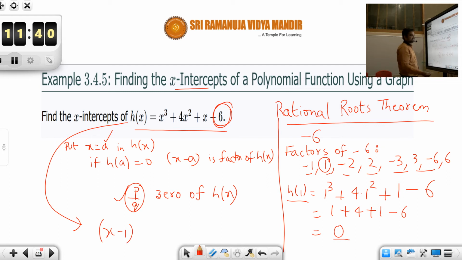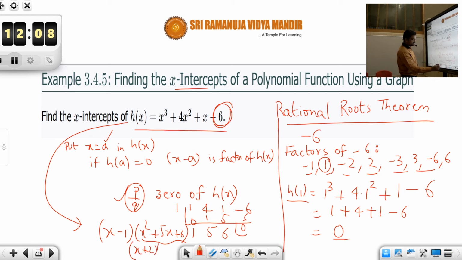Okay. And then use your synthetic division method. You know how to use the synthetic division method, right? 1, 4, 1, minus 6. Divide with 1. So you will be getting 1, here 5, here 6, and the remainder is going to be 0. So that means the quotient is going to be x square plus 5x plus 6. And you can factorize this. Now this is simple. If you factorize, you will get x plus 2 into x plus 3. So once you know one of the factors, the rest you can find by using the simple synthetic division method, whatever we have learned.